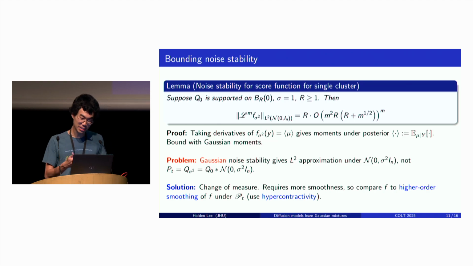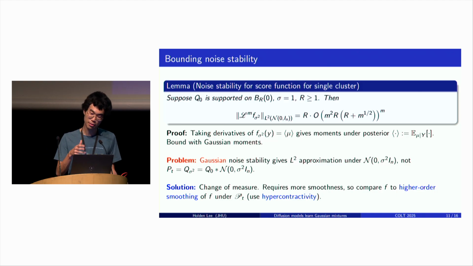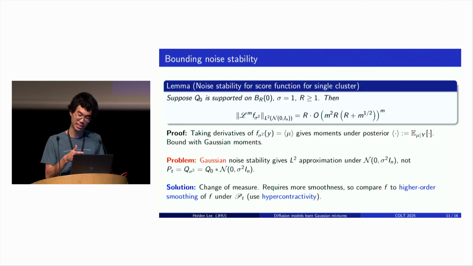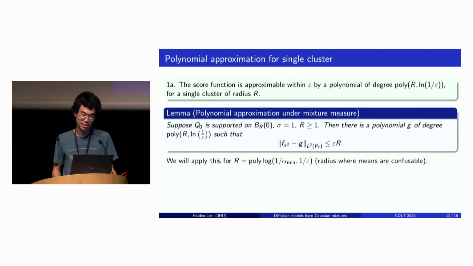Okay, so then it remains to actually bound this noise stability. Now using our explicit form for our score function in terms of this posterior expectation, it turns out that it's really elegant to differentiate this because you just get higher moments and you can bound these with Gaussian moments. Okay, there's a technical complication in that you have to change the measure to a mixture of Gaussians, and that takes some work. Okay, so that gives approximation for a single cluster.